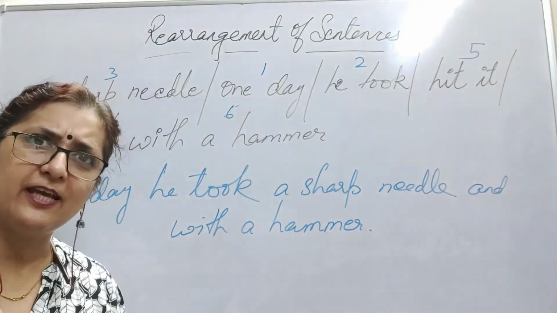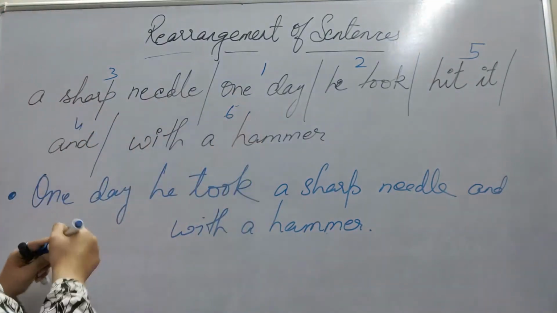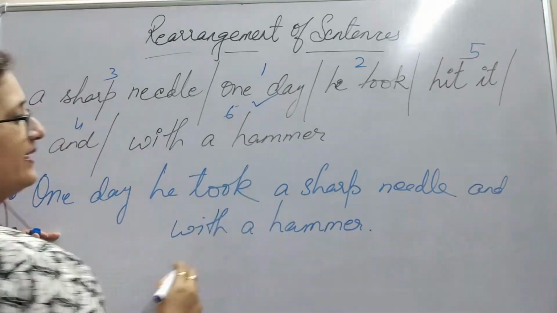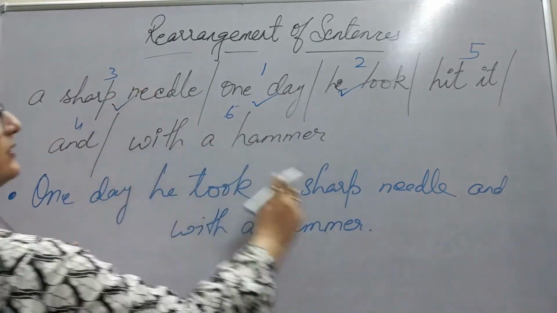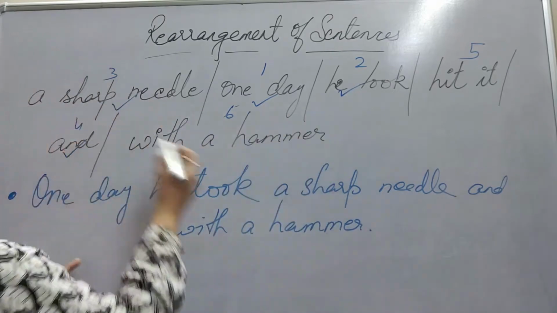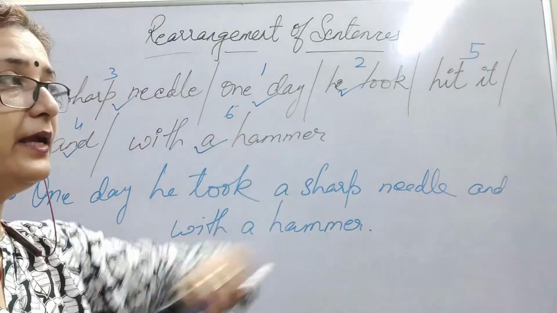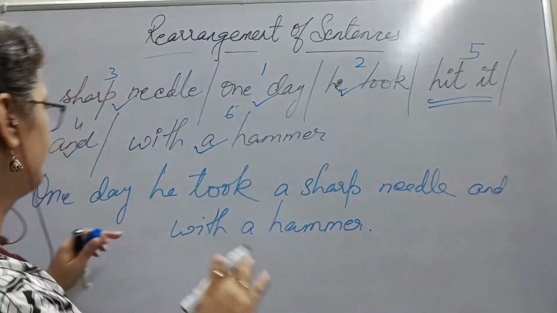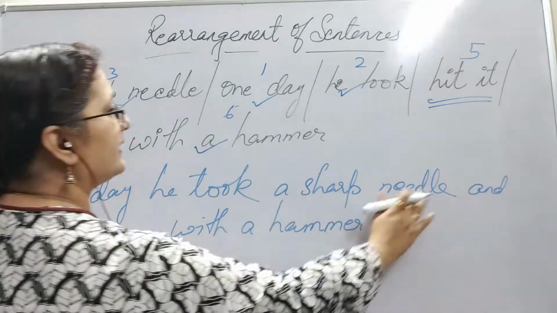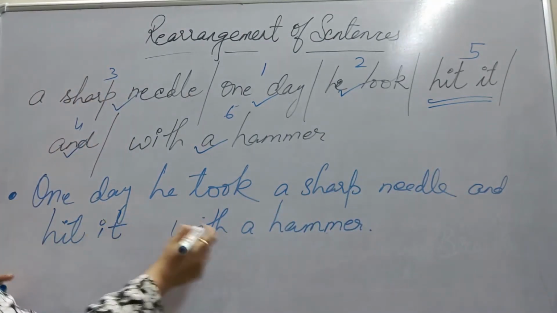Well, is there a mistake here? Let's just see. Okay, let's see the words we picked up. One day, we've picked up one day. He took a sharp needle and with a hammer. There is no tick here. Hit it. Oh, I missed this somewhere. Let's see. One day he took a sharp needle and hit it with a hammer.